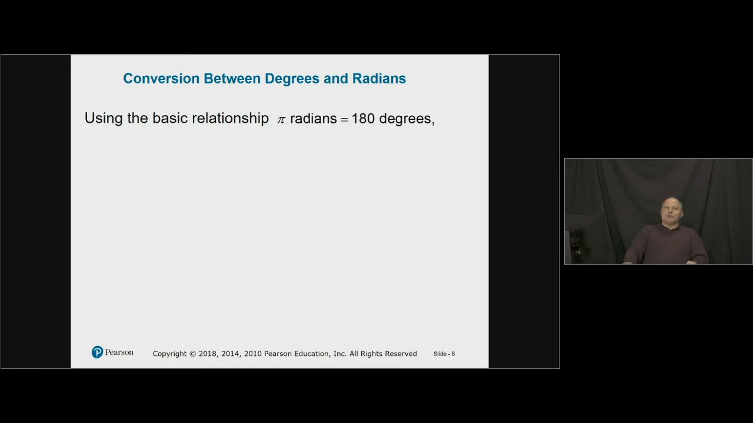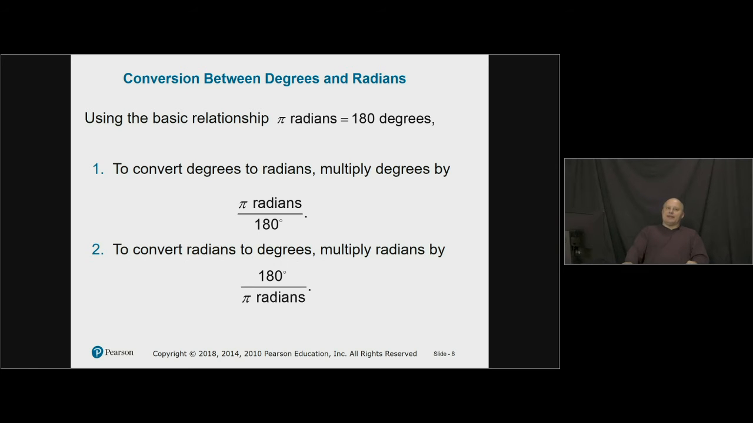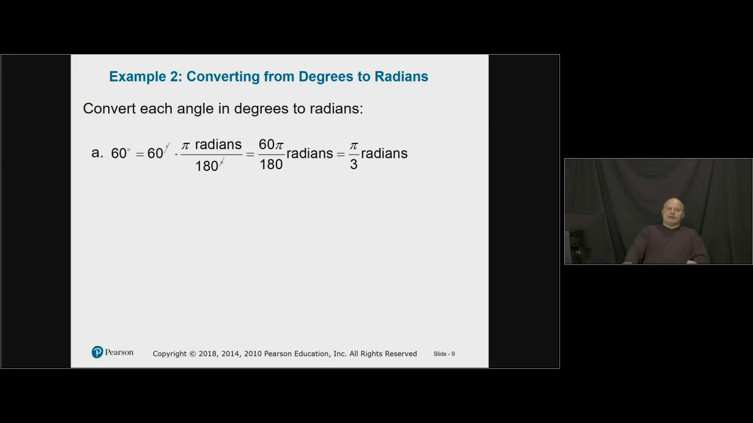So pi radians is exactly 180 degrees. So if we're going to convert degrees to radians, we multiply the degrees by pi over 180. And if we want to convert radians to degrees, we multiply by 180 over pi, just the reciprocal of that. So let's look at an example.